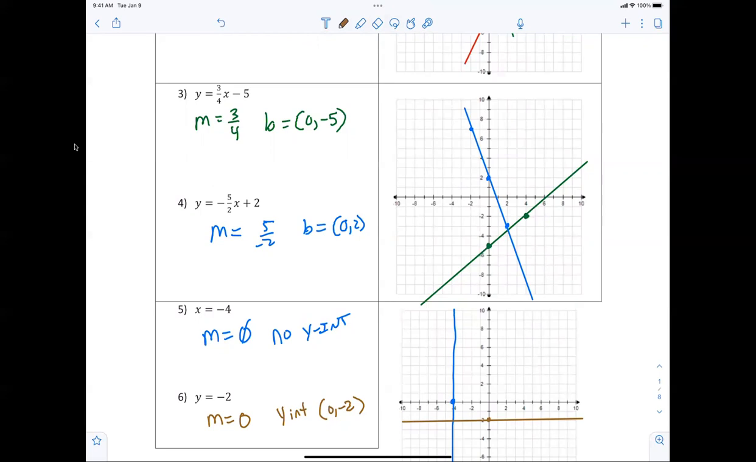3 and 4. You're typing in 3 and 4. Y equals 3/4 x minus 5, and y equals -5/2 x plus 2. Right? And everybody, please look at that, because again, I cannot emphasize how important understanding how to use a calculator is. You have a big advantage over people who do not know how to use a calculator, and most kids do not. Go.